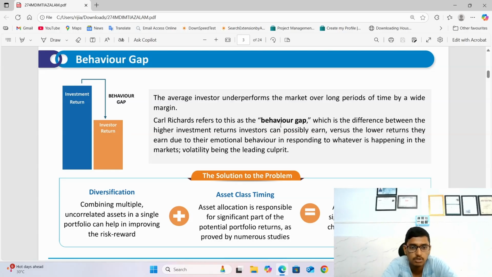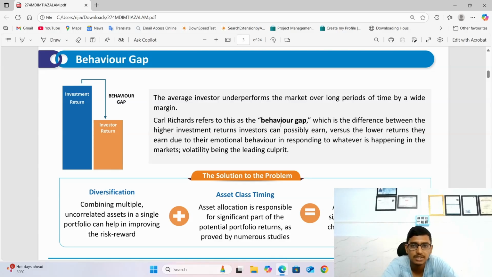So what is the solution to the problem? The main solution is diversification. We need to combine different asset classes to get a good risk-reward ratio. And we also need to have asset class timing, so we need to know which asset is good at which time. Asset allocation is responsible for a significant part of the potential portfolio returns, as proved by numerous studies.